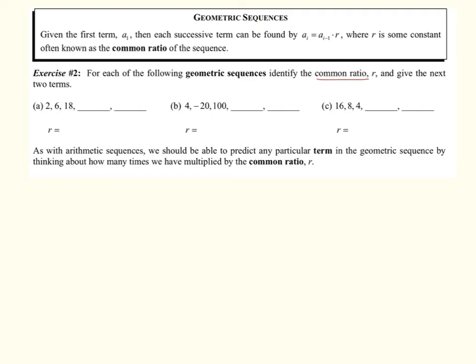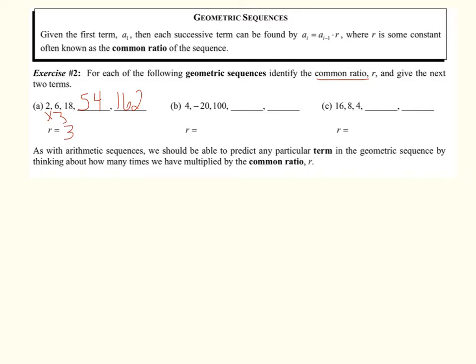Okay, so how did I go from 2 to 6, 6 to 18? Well, hopefully you look at that and say, okay, Mr. Payne, I was able to multiply by 3. Well, 18 times 3 is 54. 54 times 3 is 162. So my ratio is 3.